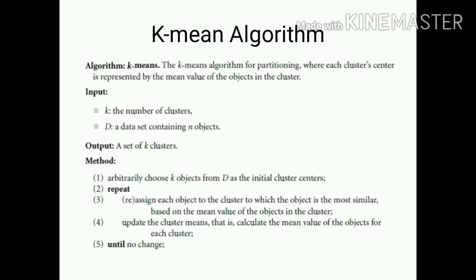After getting the distance, the object with the lowest distance measure value is assigned to a particular cluster. Then update the cluster mean, that is, recalculate the mean value of the objects for each cluster. For every cluster we have to recalculate the mean value. After that, again we take another object, until all the objects in the particular data set have been taken.